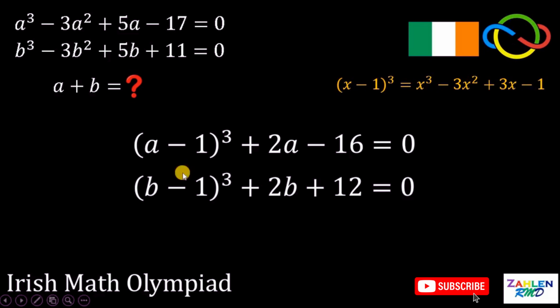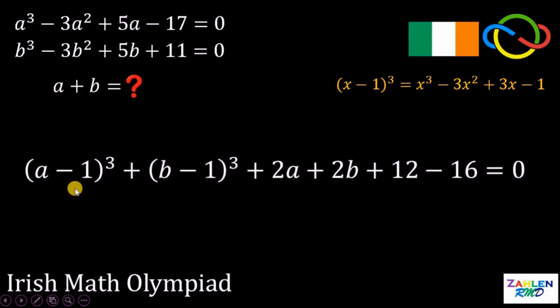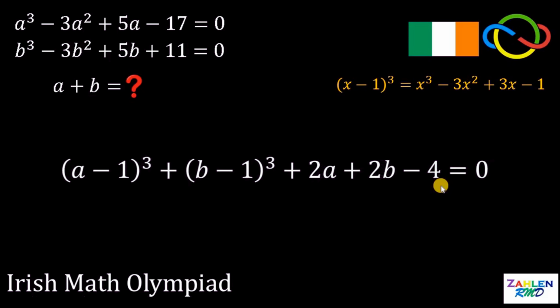Now, let's focus on what we want to find. We want a plus b. And notice that we have a and b in both equations. So what we're going to do is to add these two equations like this. So we have (a minus 1) cubed plus (b minus 1) cubed plus 2a plus 2b plus 12 minus 16. Now 12 minus 16 is just negative 4.